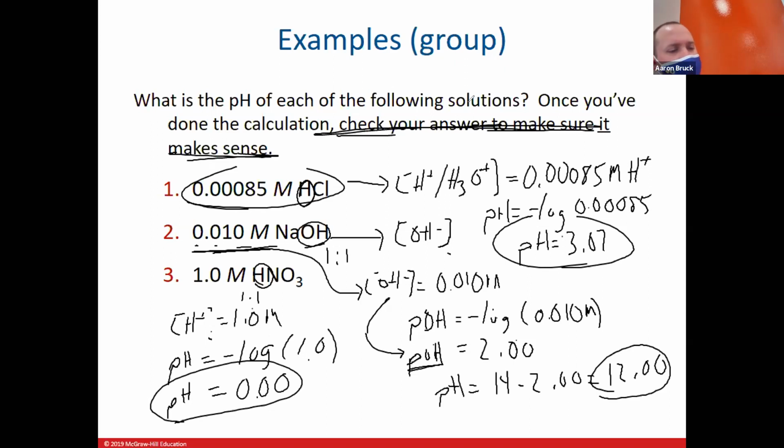In the case of number 3, again, I've got a 1-to-1 ratio, so my concentration of acid is also the concentration of the hydronium. And so to find the pH, I just take the logarithm of that. The log of 1 is 0, so I've got a pH of 0 in this case, which would indicate a really strong acid, which nitric acid is strong and it's also concentrated, so the pH there makes a good bit of sense. So we're going to do a couple more examples on Monday just to kind of close this out.